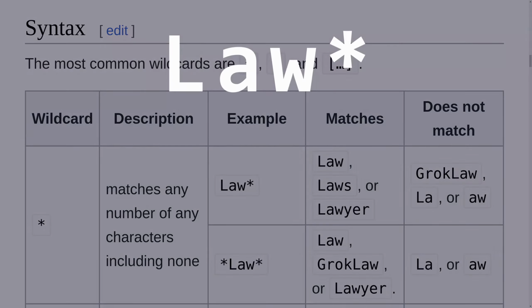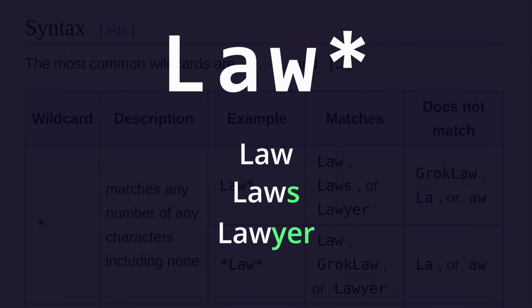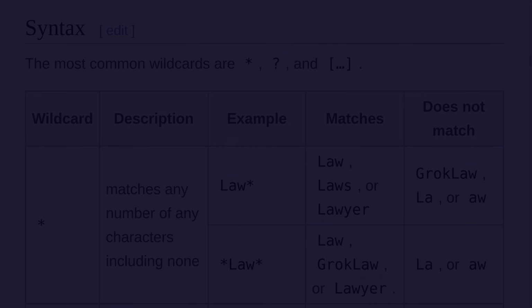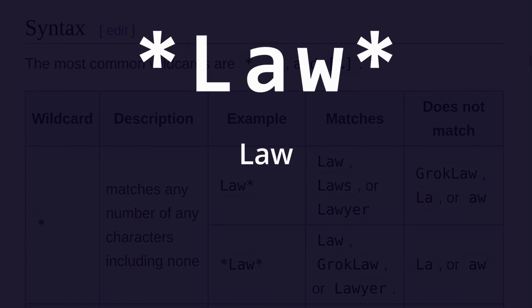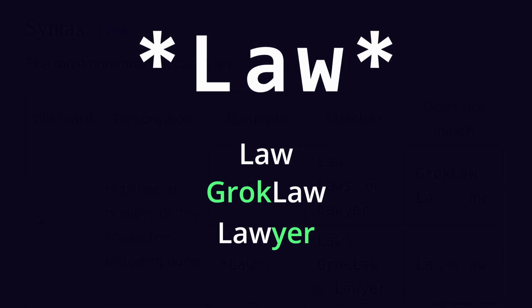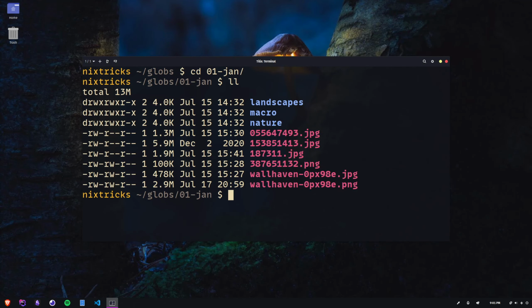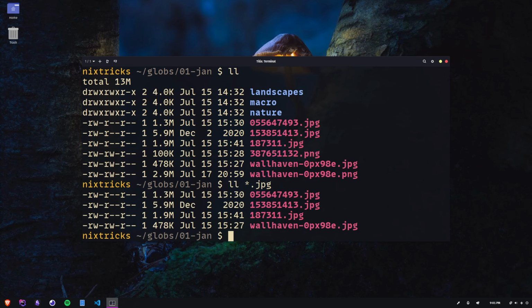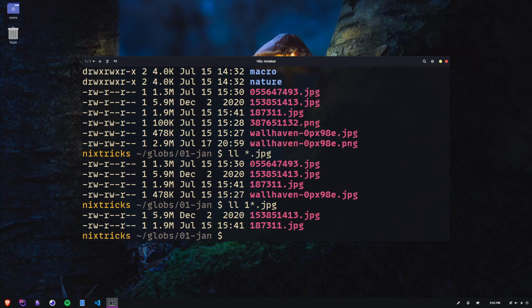Law* will match law, laws and lawyer, since each one of these starts with capital L, A, W, and is followed by zero or many other characters. *law* will match anything that contains those three letters put together somewhere in the middle, or anything that starts or ends with them. In one of my wallpaper directories here, I can list the names of all the image files with the JPEG extension, or files that start with one followed by anything or nothing at all.